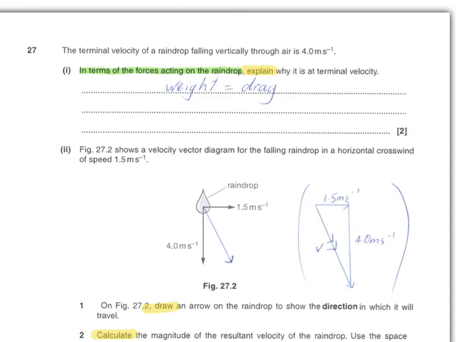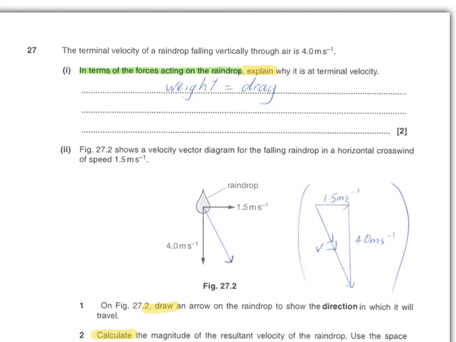This is G481 homework booklet question 27. So we've got the terminal velocity of a raindrop falling vertically through the air is 4 meters per second. We're asked first of all, in terms of the force acting on the raindrop, to explain why it's at terminal velocity.